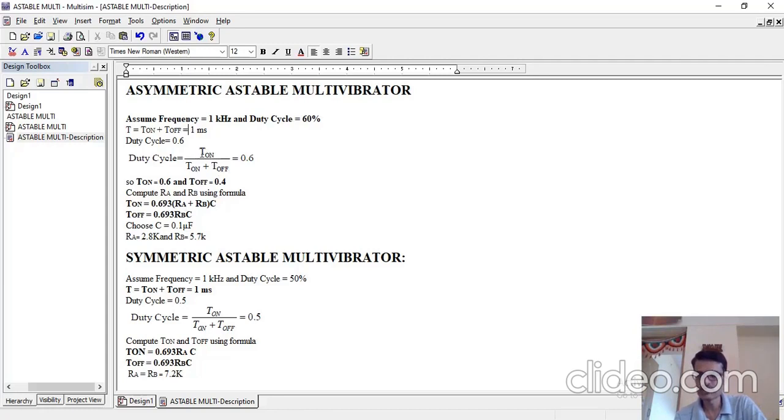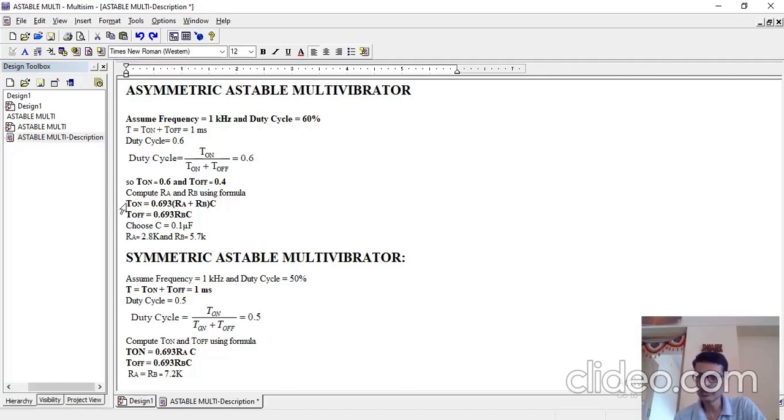If I substitute here, T on plus T off equal to 1 millisecond, I can find out T on. That is, T on is equal to 1 millisecond multiplied by 0.6, that is 0.6 millisecond. So if T on is 0.6 millisecond, T off should be 0.4 millisecond. We come to know about these two.